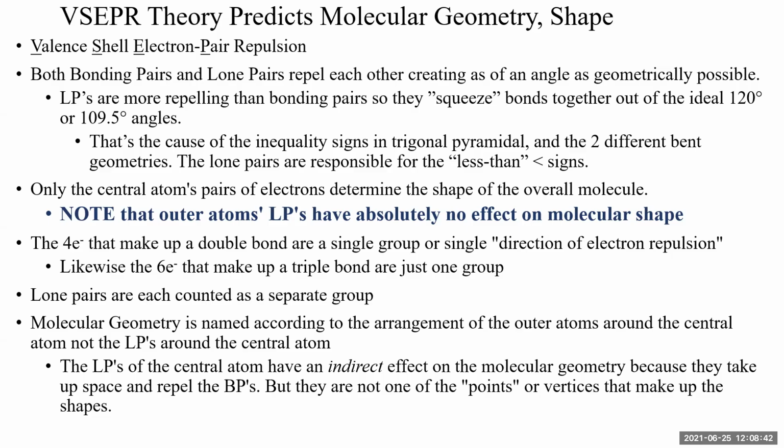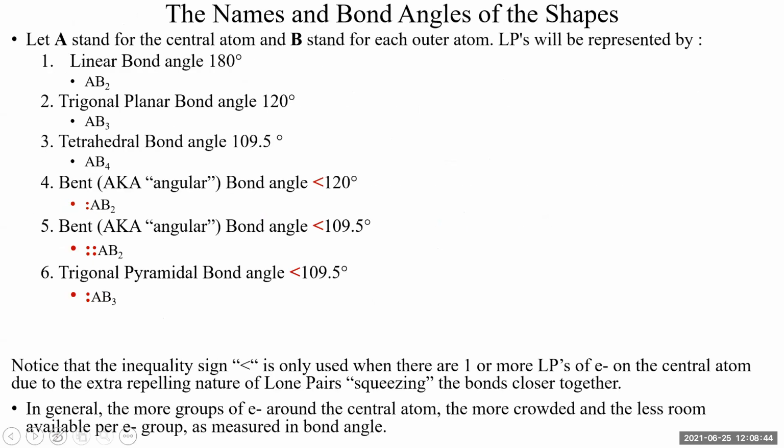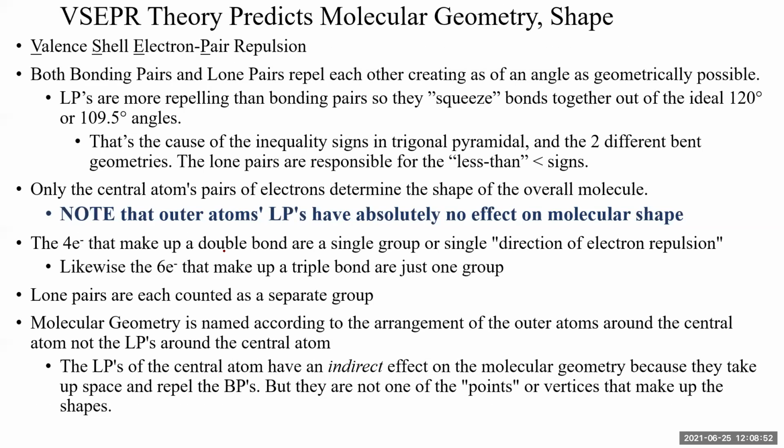Now you can see that right in the middle of the screen. It was so important that I actually highlighted it and put it right in the middle of the screen, just so you could see. So bonding pairs and lone pairs repel each other, creating as large of an angle as geometrically possible.